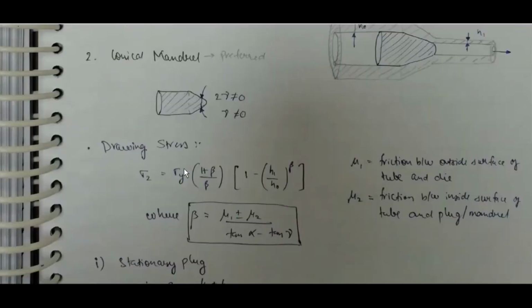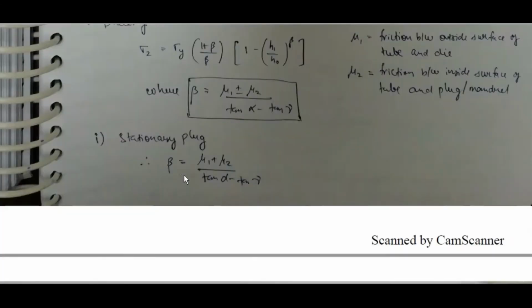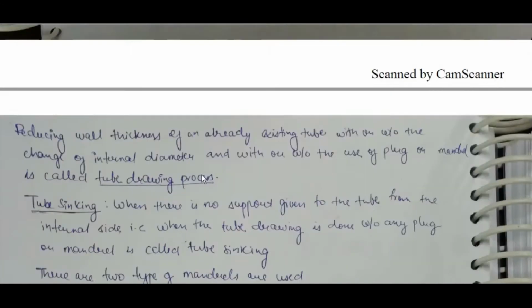Drawing stress, sigma 2 is equal to sigma y into (1 plus beta) by beta into (1 minus (h1 by h0) whole power beta), where beta is equal to (mu1 plus or minus mu2) by (tan alpha minus tan gamma). Mu1 is equal to friction between outside surface of tube and die. Mu2 is equal to friction between inside surface of tube and plug or mandrel. Stationary plug, beta is equal to (mu1 plus mu2) by (tan alpha minus tan gamma).